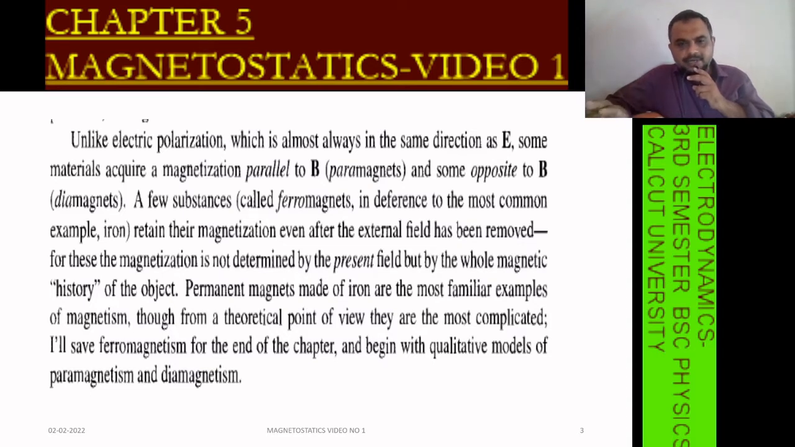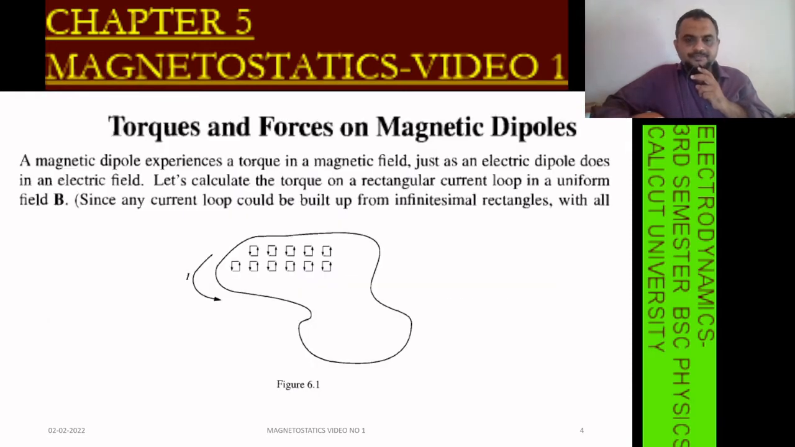Ferromagnets can retain the magnetization effect even after you remove the external magnetic field. But for dia and para, the magnetization is removed, or does not exist, if I remove the external magnetic field. Now, I told you the fundamental unit of magnetism is a magnetic dipole, which is nothing but an atom having an electron revolving around the nucleus. If I apply an external magnetic field, what is the torque acting on that magnetic dipole?